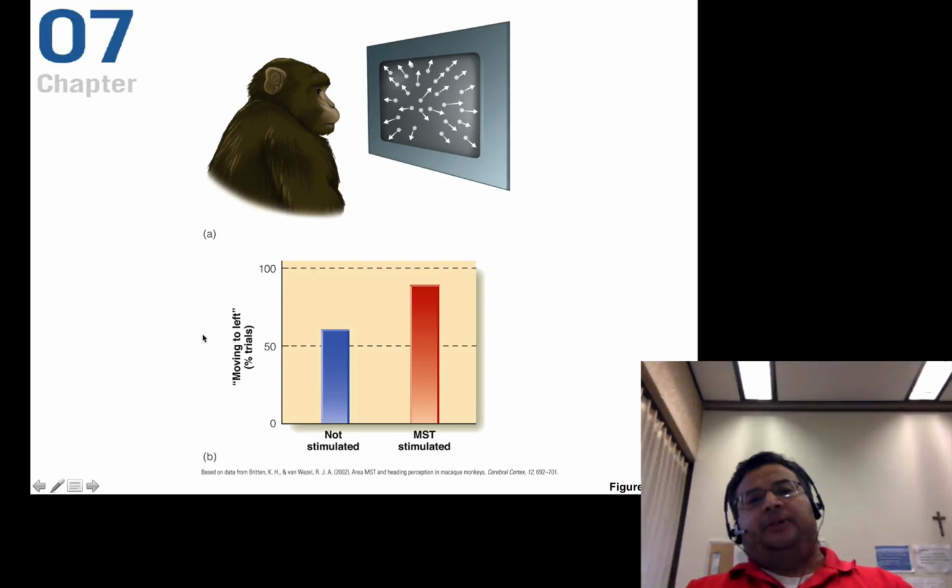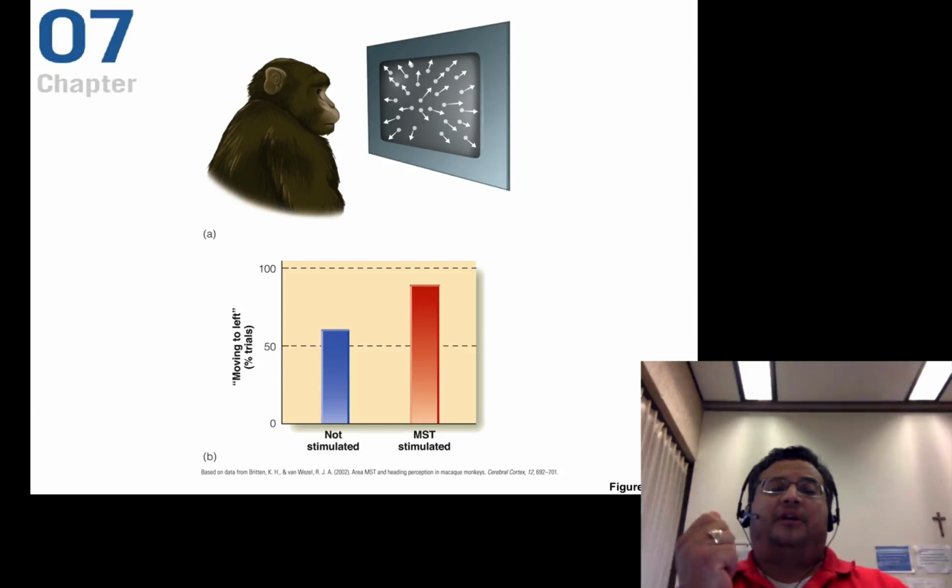But if we stimulated the neurons that were associated with watching a flow pattern move to the left, if we stimulated that while the monkey's looking at the straight flow pattern, you see that the monkey's response patterns for each trial significantly increase. In other words, the monkey is telling us that it perceives that it's moving to the left when in fact it's viewing a straight on flow pattern, but it's the part of the MST that tells it when a flow pattern is going to the left that is being stimulated.